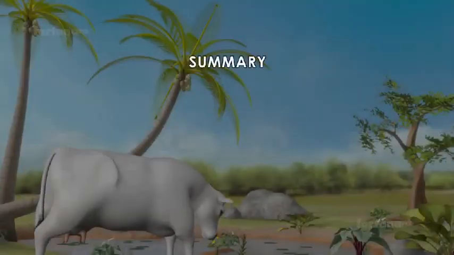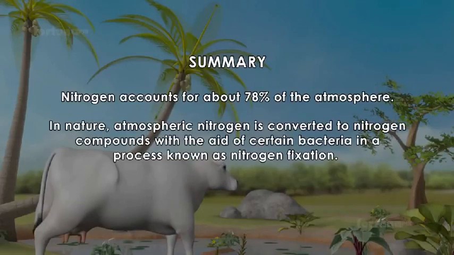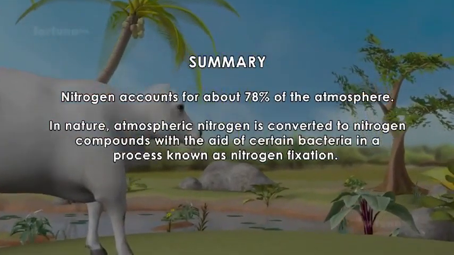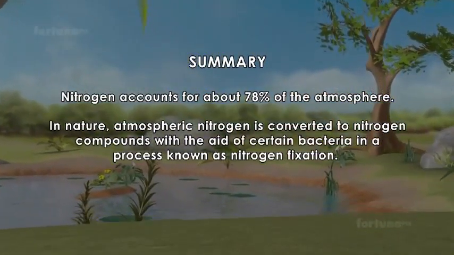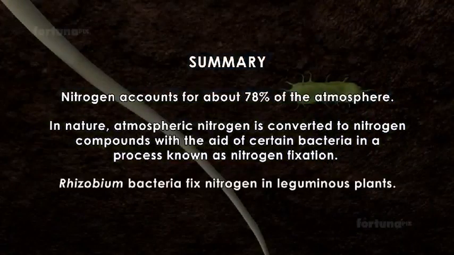Summary: nitrogen accounts for about 78% of the atmosphere. In nature, atmospheric nitrogen is converted to nitrogen compounds with the aid of certain bacteria in a process known as nitrogen fixation. Rhizobium bacteria fix nitrogen in leguminous plants.